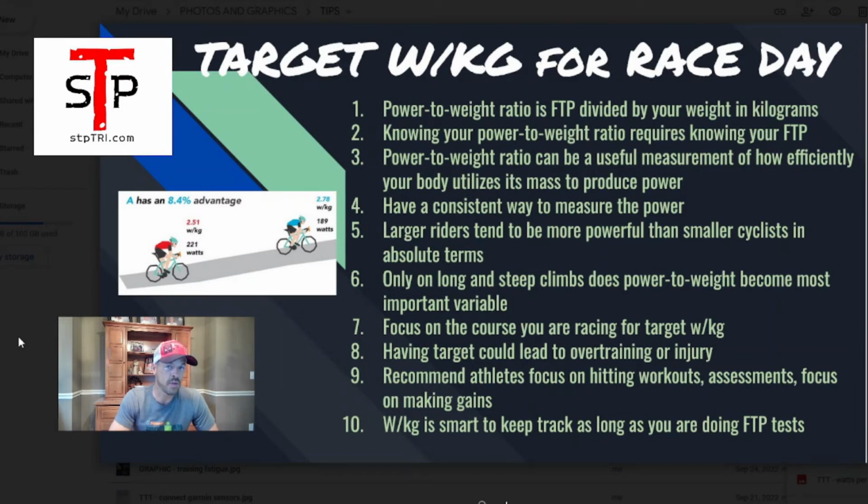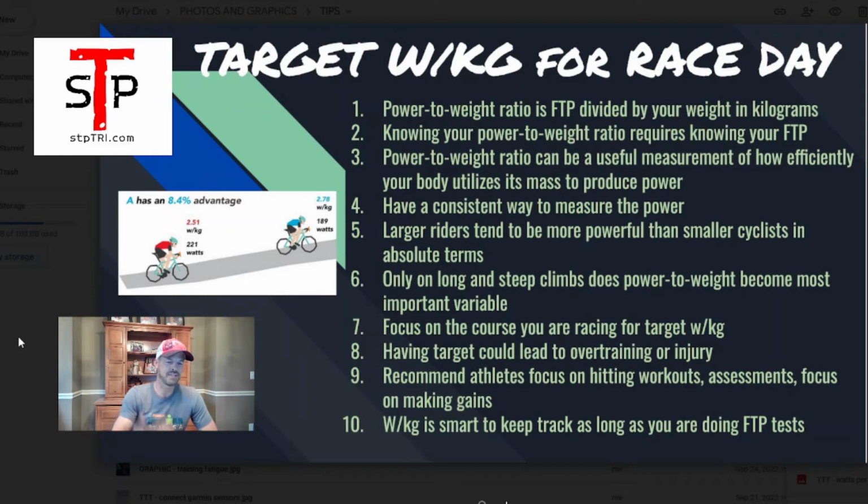If it's hot and humid, your FTP is probably going to be a little bit lower than normal. It's going to be harder and more uncomfortable to get to that target watts per kilogram if that's what you're going by. So make sure you understand the variables in the course and how they affect your watts per kilogram and your FTP overall. Number eight, having a target could lead to overtraining or injury.